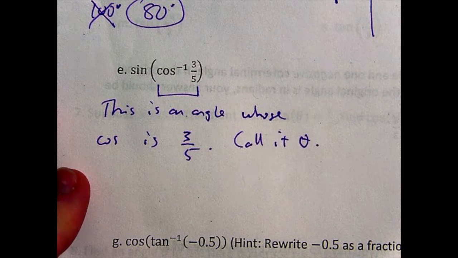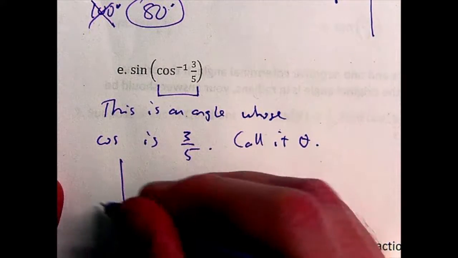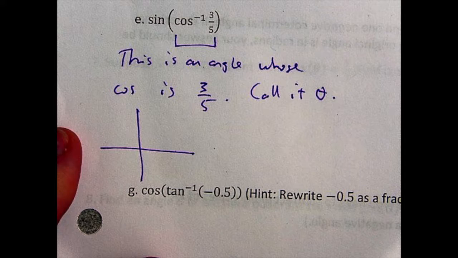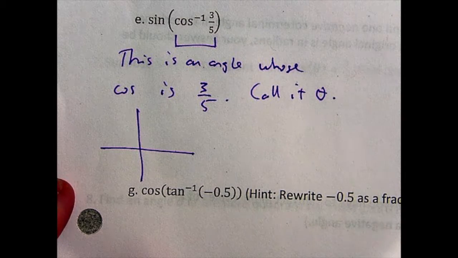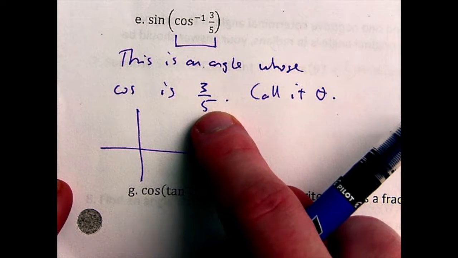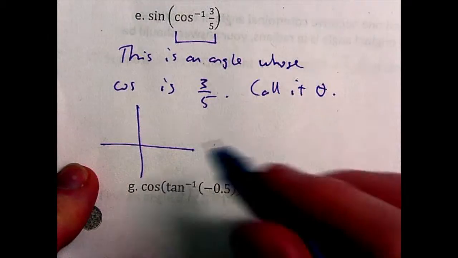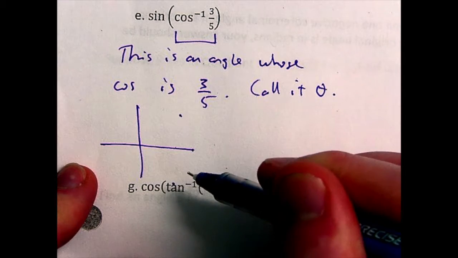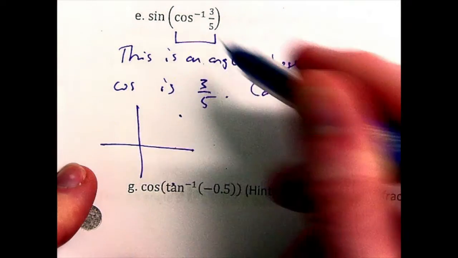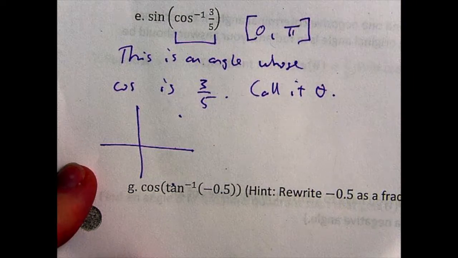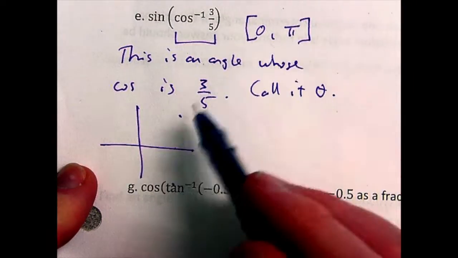Now, the basic idea is you draw a picture of theta and then use some right triangle stuff to find its sine. So we know that the cosine of this angle is 3/5. That's a positive number. Since the cosine of the angle is positive, that means that theta is either in this quadrant or this quadrant. Now, the other thing is the inverse cosine function has a restricted range. It's from 0 to pi. It can only produce angles between 0 and pi. That's this quadrant and this quadrant.